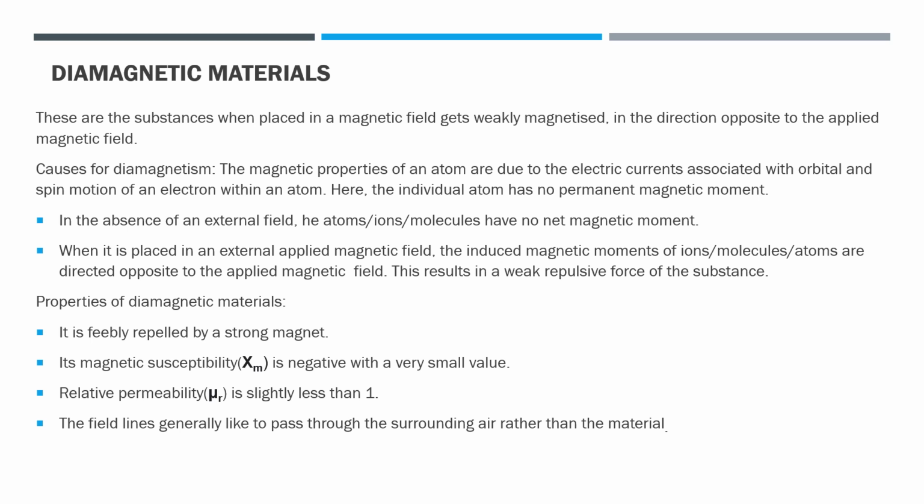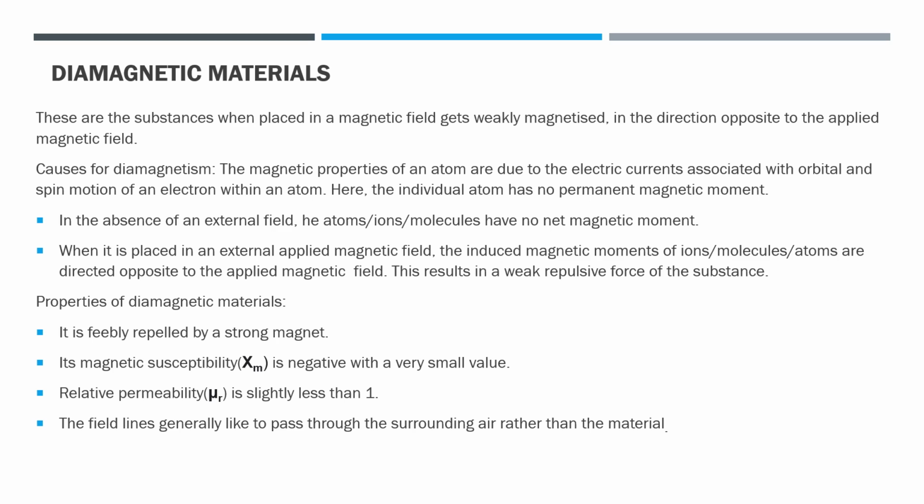Now that was in the absence of the magnetic field, but however, in the presence of an external applied magnetic field, the induced magnetic moments of ions, molecules, atoms are directed opposite to the applied magnetic field. This results in a weak repulsive force on the substance. This is because the applied magnetic field deforms or changes the electron orbital motion, leading to negative magnetic susceptibility.